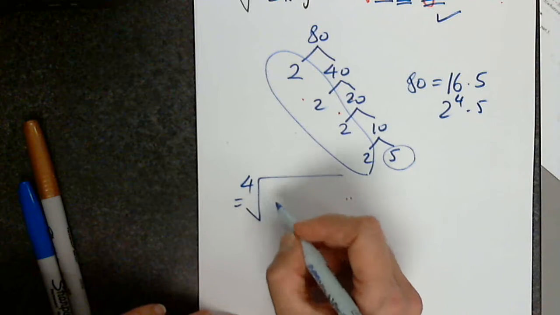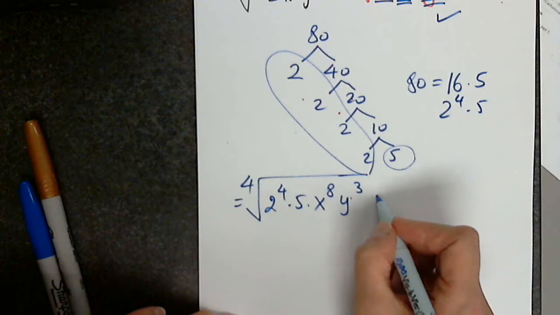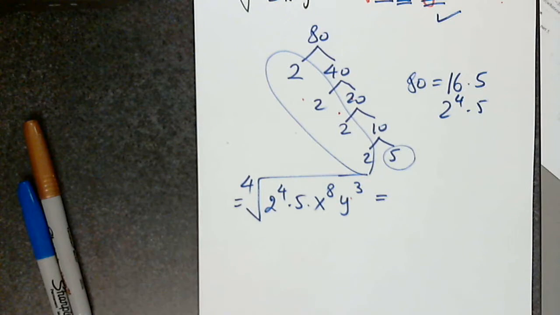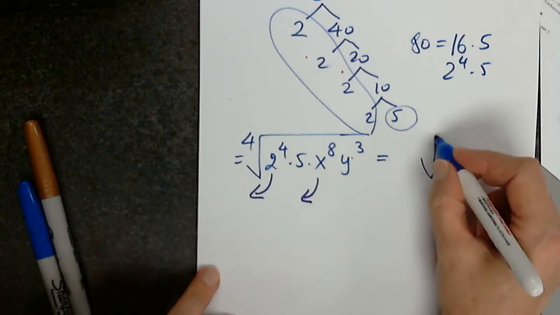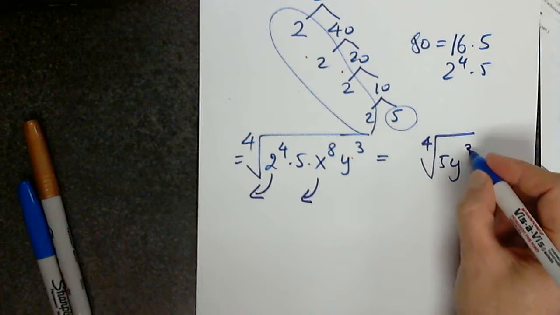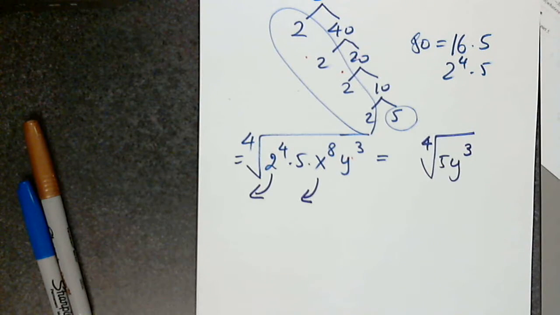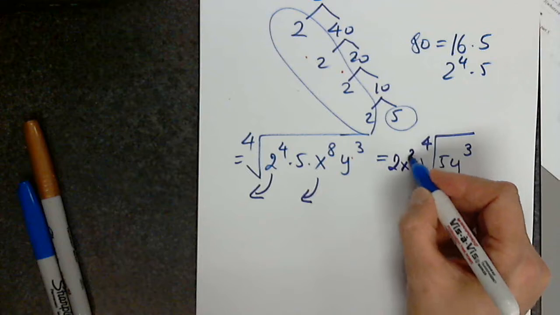So this is the 4th root of 2 to the 4th times 5 times x to the 8th times y to the 3rd. And what is the final form then? This will come out. This will come out. And what is left under the 4th root for sure? Because we can't simplify it anymore. 5y cubed indeed. So what is left outside? Or I'm sorry, what comes out? Two x squared.